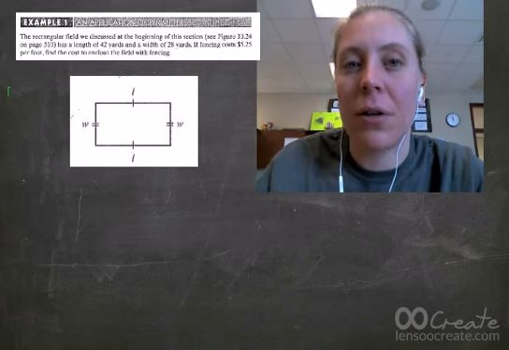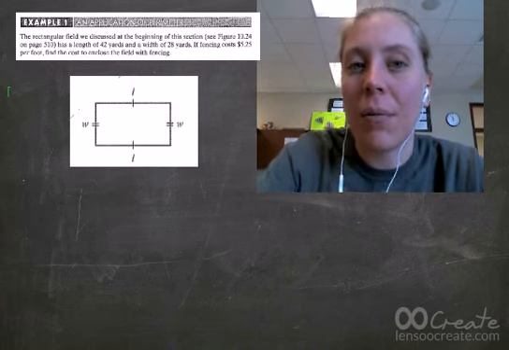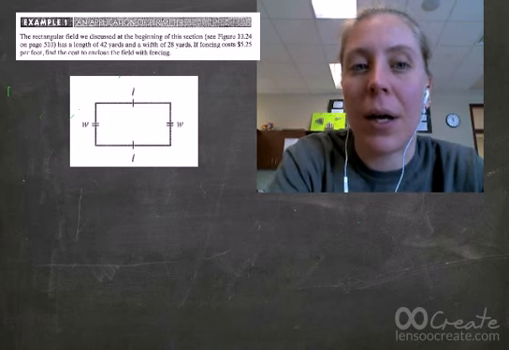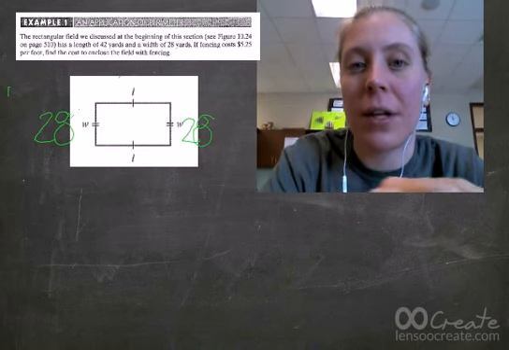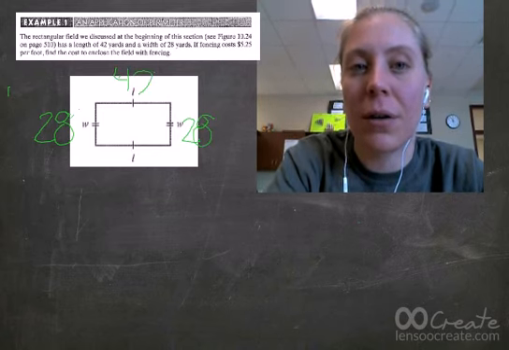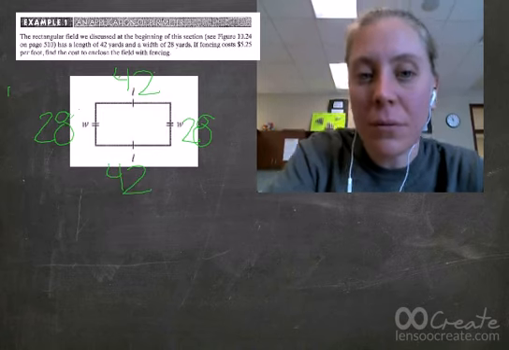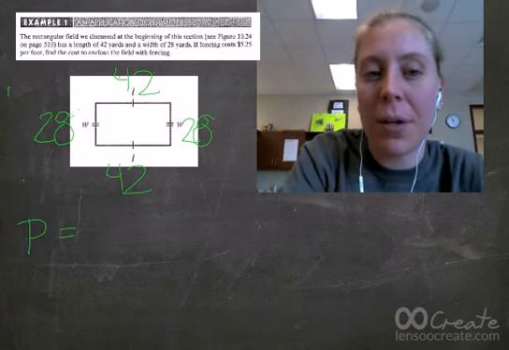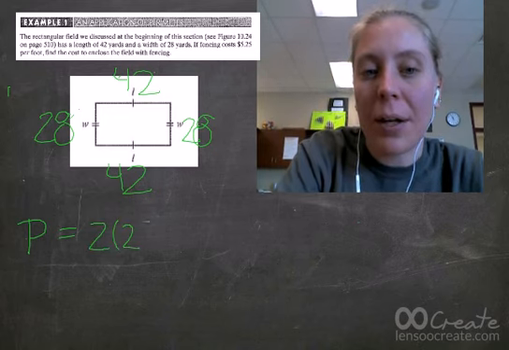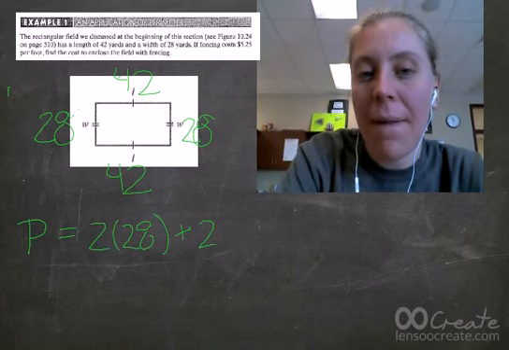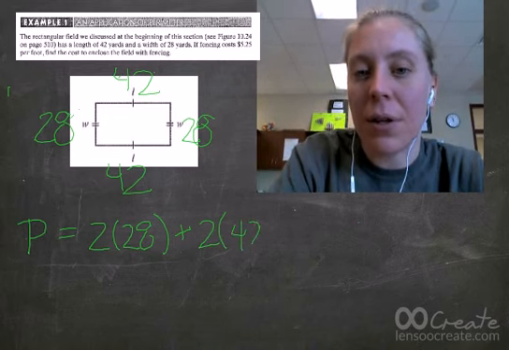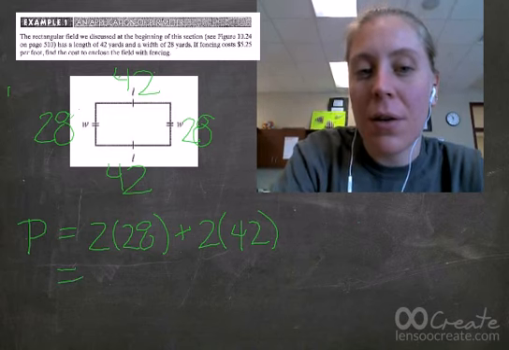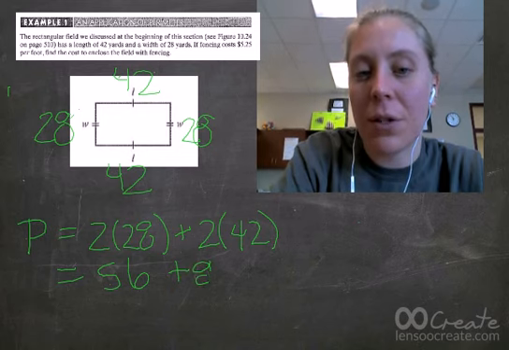We want to know the cost to enclose the field with fencing. Since this is a rectangle, I know that my 2 sides opposite each other are congruent. So it has a width of 42 and a length here. If I want to find the perimeter, I'm going to add up all of my sides. We've got 2 sides that are 28 yards and 2 that are 42 yards. 2 times 28 is 56, plus 2 times 42, which is 84.